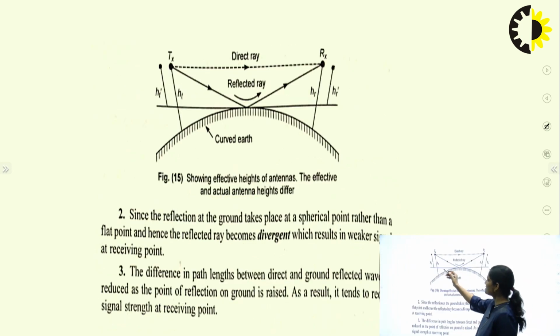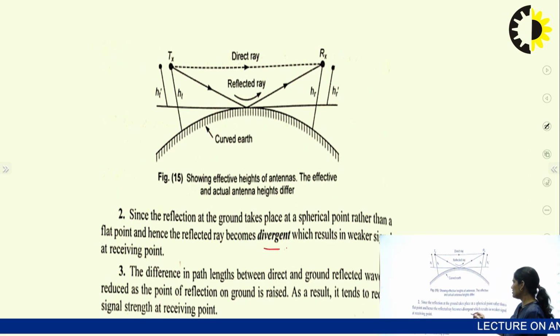So we can consider here, this is your transmitter and this is the receiver. This is the direct ray and this is the reflected ray. This is the height of the transmitter, this is the receiver's antenna height, and this is the curve. Now these are your effective heights of transmitter and receiver, represented by HT dash and HR dash respectively. Since the reflection at the ground takes place at a spherical point rather than a flat point, the reflected ray becomes divergent, which results in a weaker signal at the receiver point.